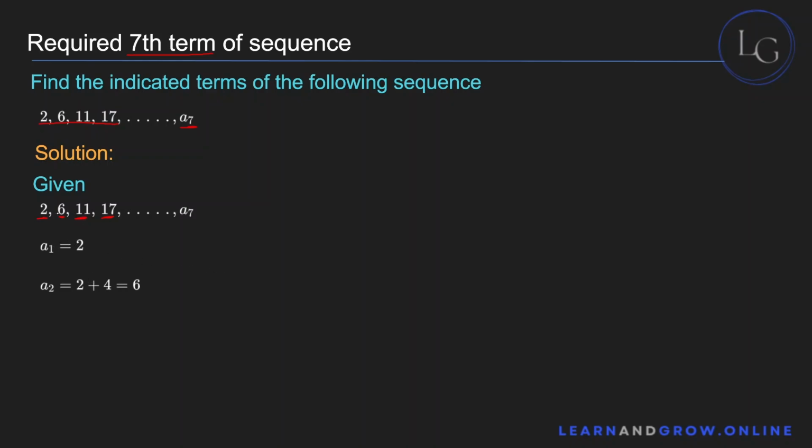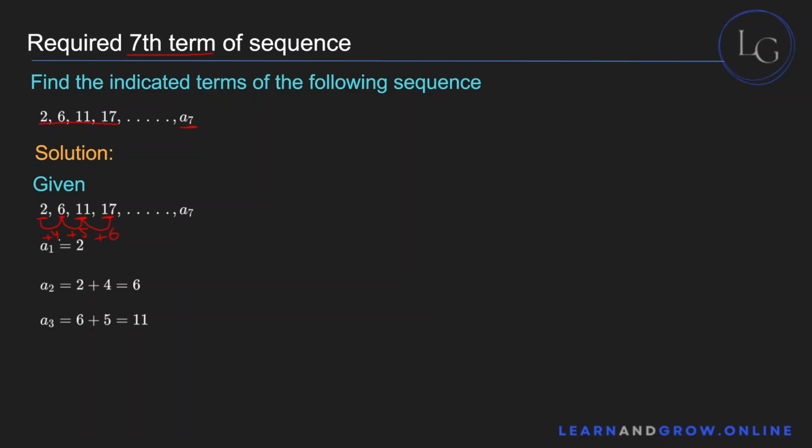So A1 is 2. So 2 plus 4 is equal to 6, right? So A2 is 2 plus 4. And A3 is 6 plus 5. A3 is 11, and 11 is equal to 6 plus 5. So basically, you can simplify this by drawing curves or arches like this. The difference between 2 and 6 is plus 4. The difference between 6 and 11 is plus 5. The difference between 11 and 17 is plus 6.